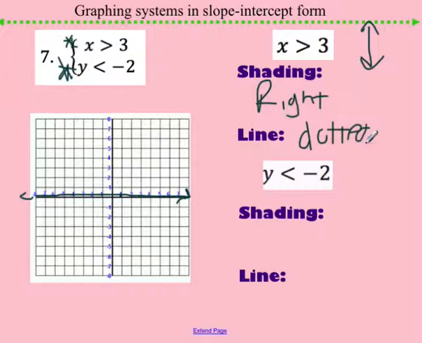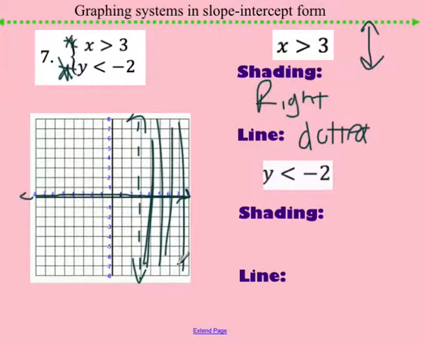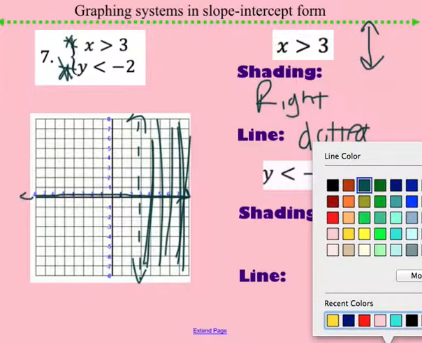So let's go ahead and graph that. So we're crossing the x-axis at 3, so I'm going to draw in my dotted line. And then I said that I wanted to shade to the right of it for it to be greater than. Now, my y is going to be a horizontal line.